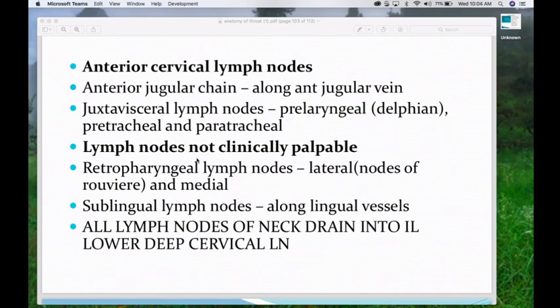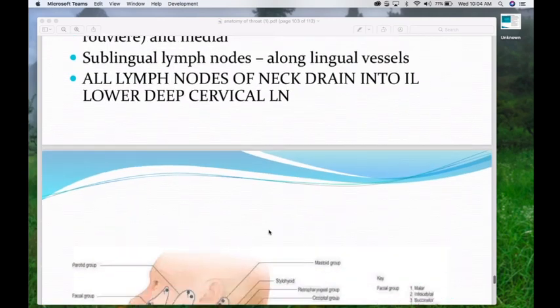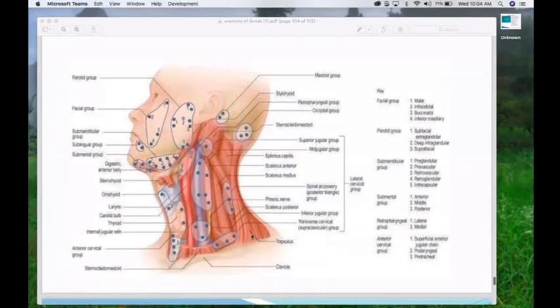Okay, and the lymph nodes that are not clinically palpable are the retropharyngeal lymph nodes, which are present laterally and called nodes of Rouviere. The sublingual lymph nodes are also not palpable. All lymph nodes of the neck drain into the lower deep cervical lymph nodes. These are the pictures of the multiple lymph nodes present in the neck.